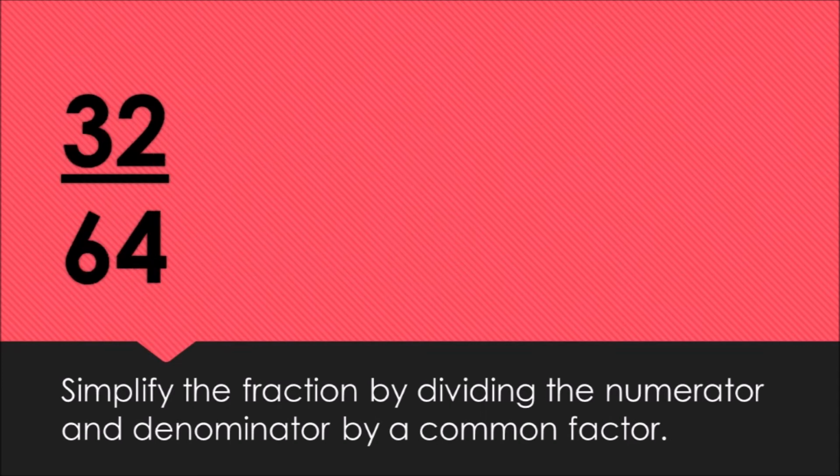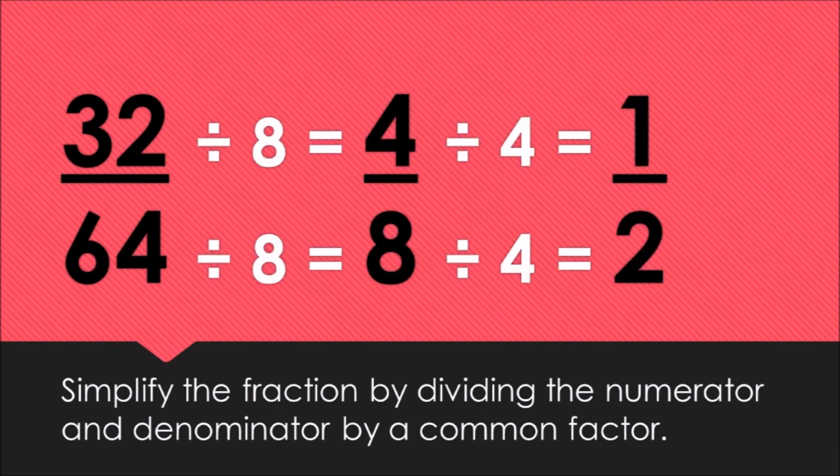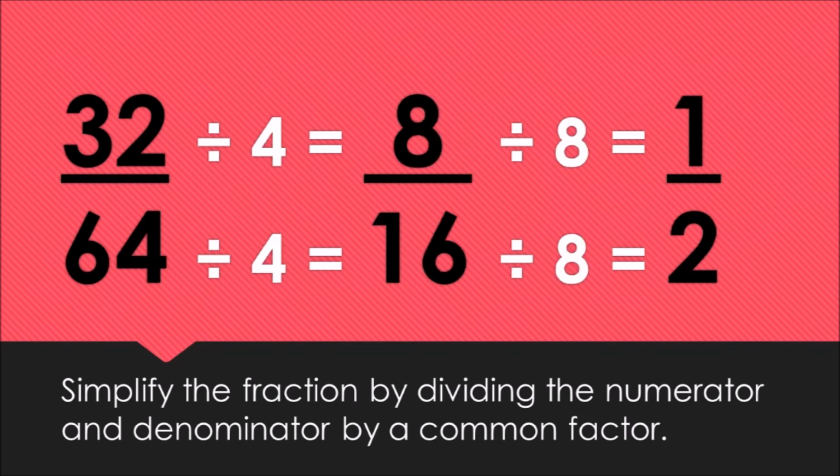The next one, we have 32/64. Can you think of a common factor? All right, we can divide 32 by 8, which is 4. 64 by 8 is 8. Then divide that by 4, and we get 1/2. All right, here's another way. I can do 32 divided by 4, which is 8. 64 divided by 4 is 16. Then divide the numerator and denominator by 8, and we get 1/2.